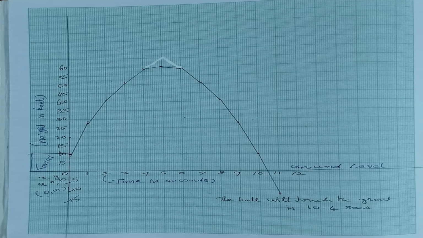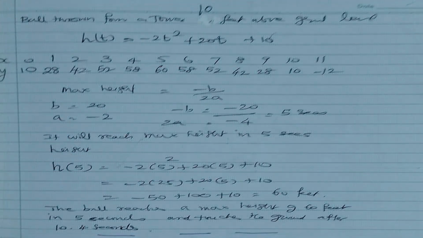If you plot, the maximum height reached by the ball is minus b by 2a, where the roots are equal. If the roots are equal, b squared minus 4ac becomes 0. Therefore, the maximum height is given by the coefficients of the time equation, minus b by 2a. Here it is minus 20 by minus 4, which is equal to 5 seconds. So the ball will reach maximum height in 5 seconds. If you substitute 5 in the equation, then the height becomes 60 feet. So the ball reaches a maximum height of 60 feet.